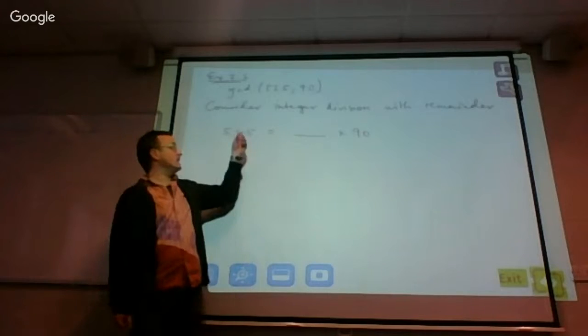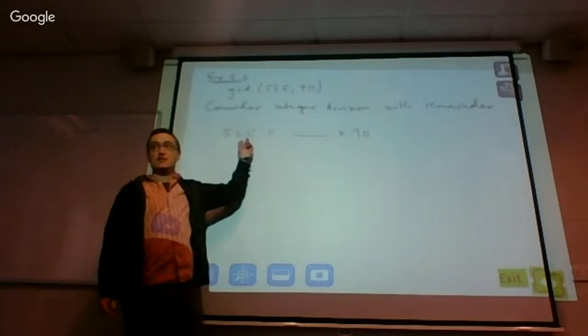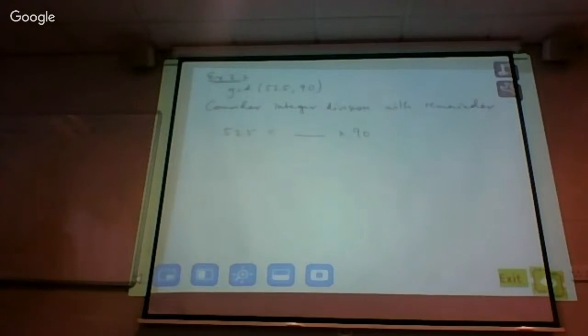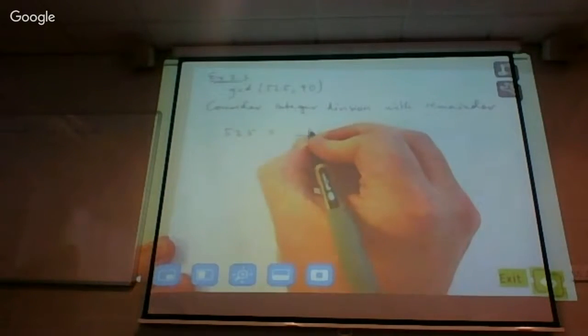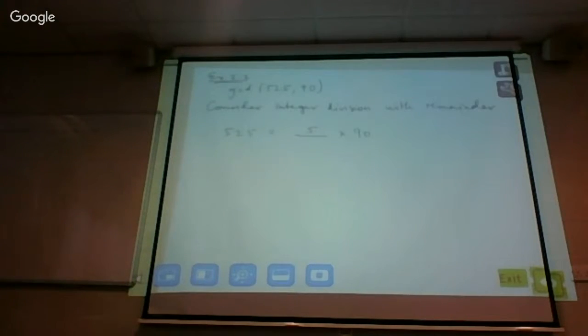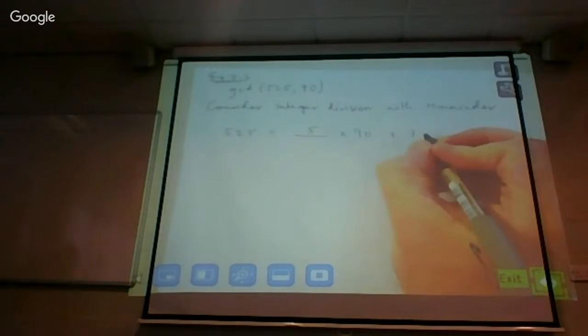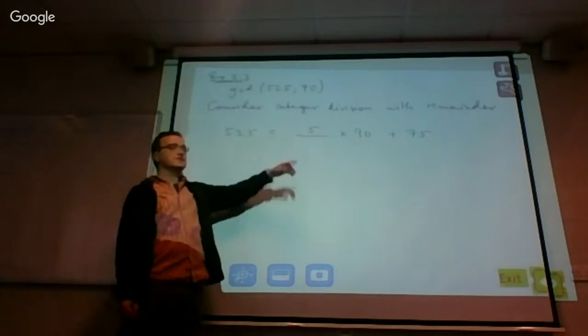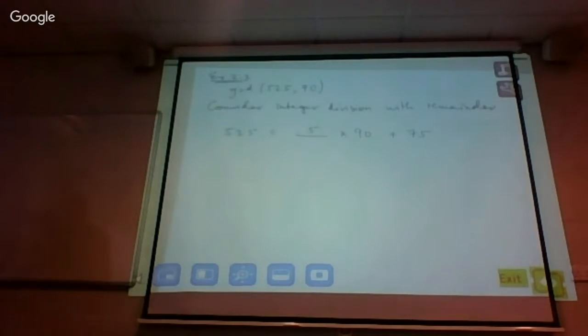90 divides itself. If it was true that 525 was a multiple of 90, then 90 would be the greatest common divisor. We'd be able to recognize that immediately. But of course, 90 does not divide evenly into 525, but you can get 5 times 90 and then a remainder of 75. 5 times 90 is 450, yeah, remainder 75. So this is the process of integer division with remainder, 525 and 90.